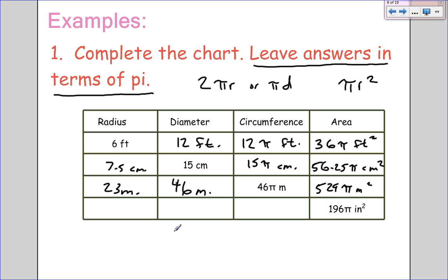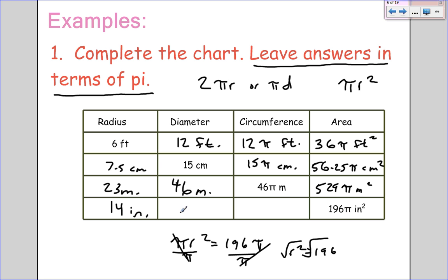Now, if we know that the area, so pi r squared is the area formula, equals 196 pi, to get r by itself, I would divide both sides by pi, and pi cancels out. So r squared equals 196, and then to get rid of the square, you take the square root. So the radius equals 14 inches. The diameter is double that, so 28 inches, and therefore the circumference is 28 pi inches.